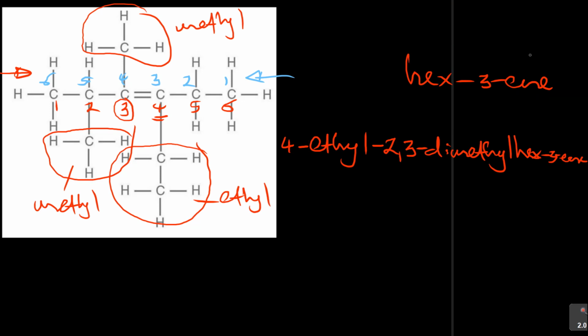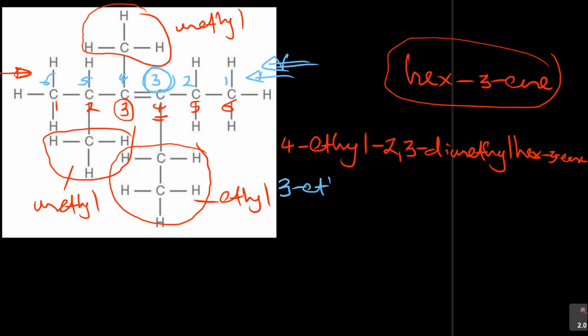All right, now let me write it in the other direction. What do I have? The ethyl is in carbon number 3, so it's 3-ethyl, and then a hyphen. The methyl groups are in carbon number 4 and 5, so 4,5-dimethyl.